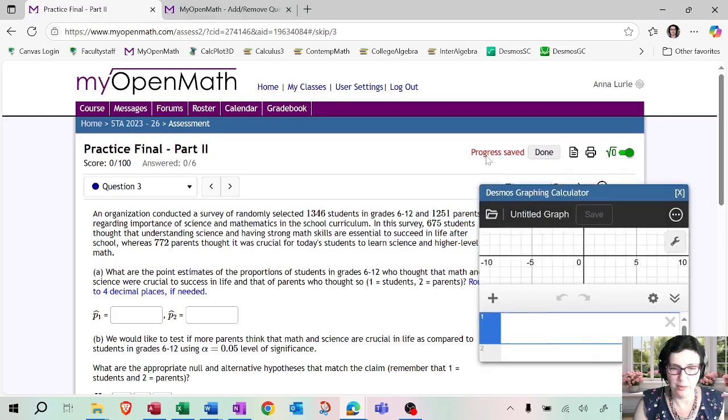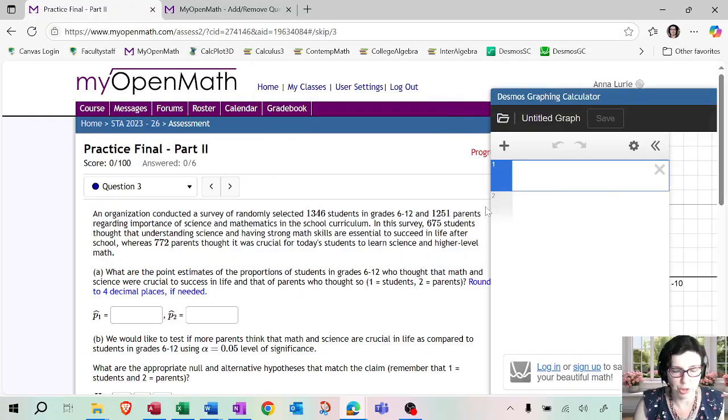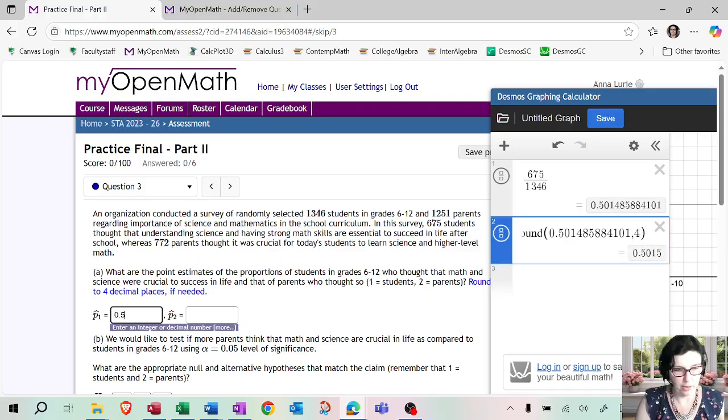So let's just open up the Desmos calculator and look at the first sample proportion. So that would be students. This is 675 students out of the total 1,346. Okay, so let's divide 675 by 1346. Now we have to round this to 4 decimal places, it looks like. So let's go and put that here. Okay, so approximately 50% of students thought math was important.